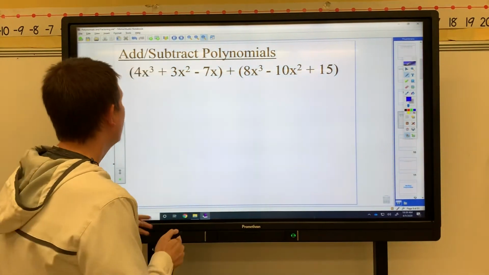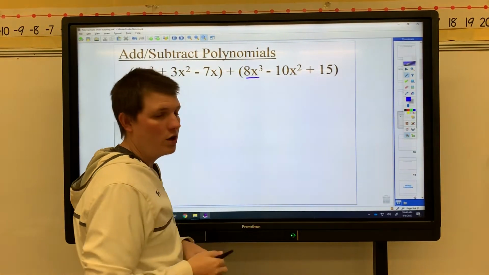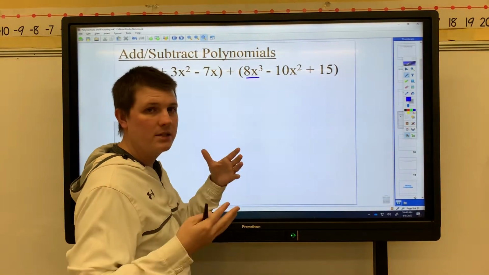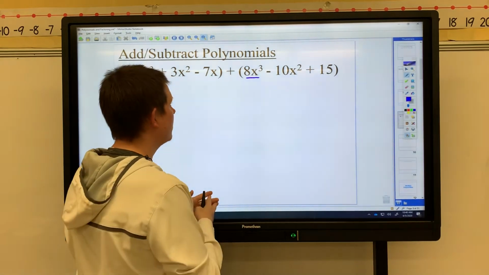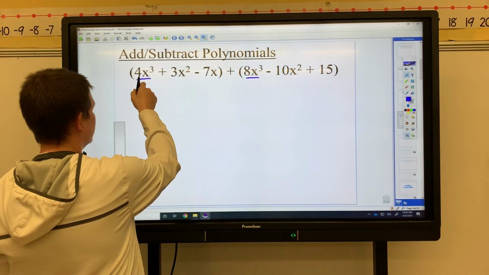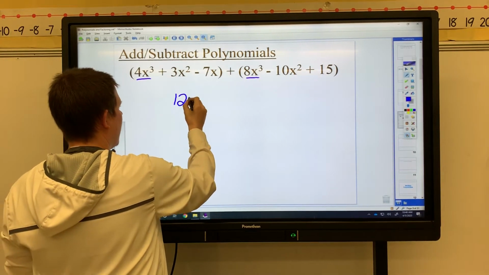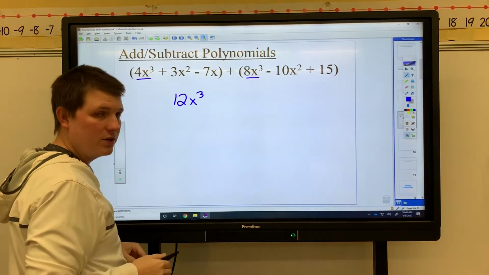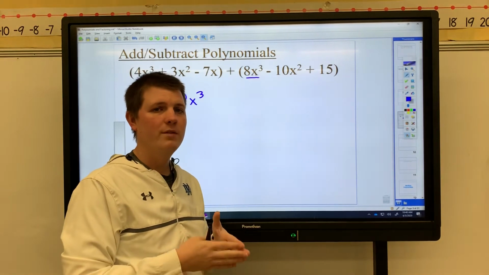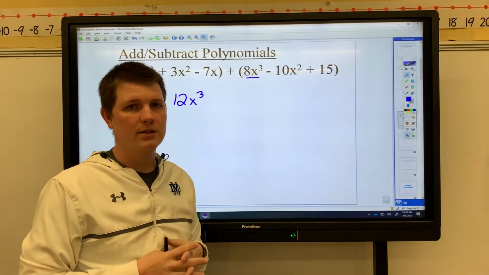So for example, I see a 4x to the third, and over here I have an 8x to the third. Those are like terms. Why? Because they have the same variable and the same exponent. So I'm going to add those together, just like we did on the previous slide and the previous slide before that. So 4x to the third plus 8x to the third, we take 4 and 8 and make it 12, and we keep it x to the third, just what we talked about. When adding and subtracting, you add the coefficients, you keep the variable and the exponent the same. That's why I kept x to the third and x to the third as x to the third.